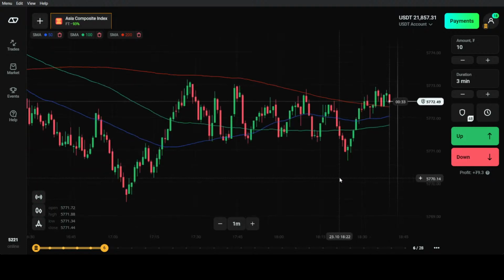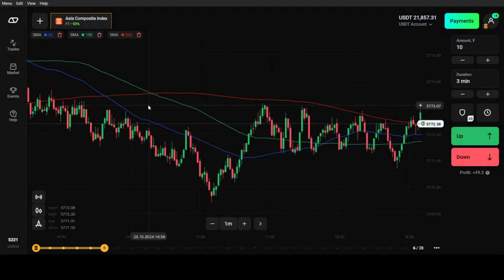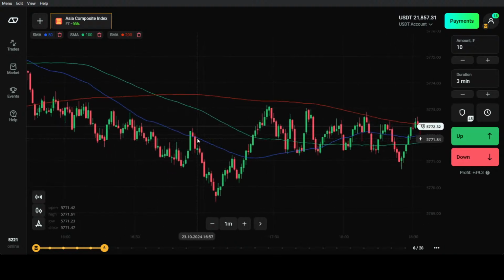So whenever you see the intersection happening, you wait for the next candle. If the candle is at 50 seconds, 45 seconds, you make the trade. But if it's like 10, 15 seconds, wait for the next candle to form. Always make the trade on the next candle.